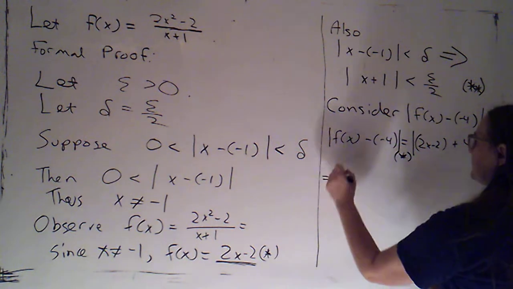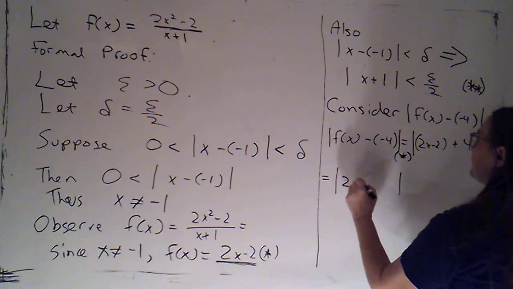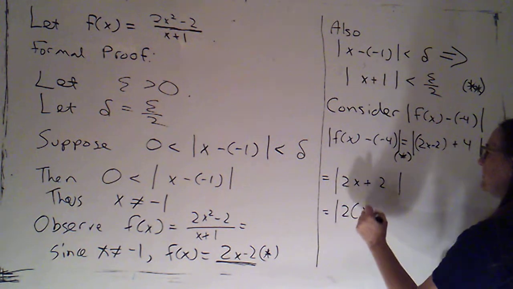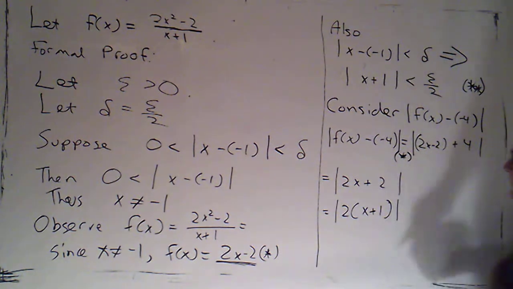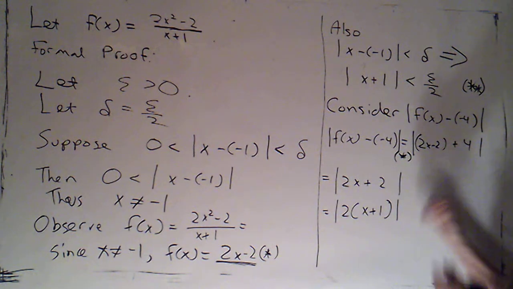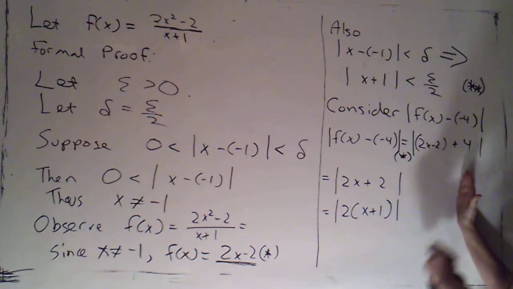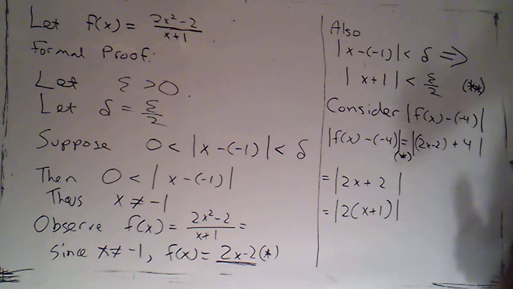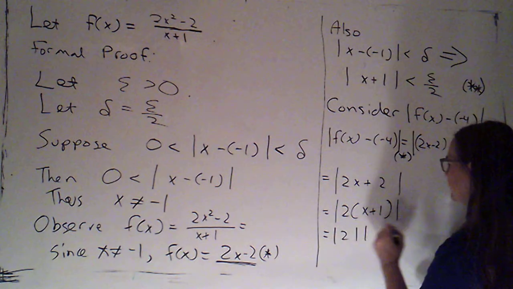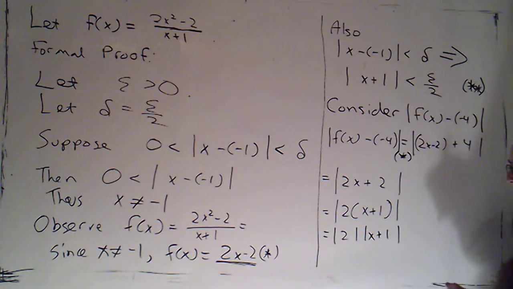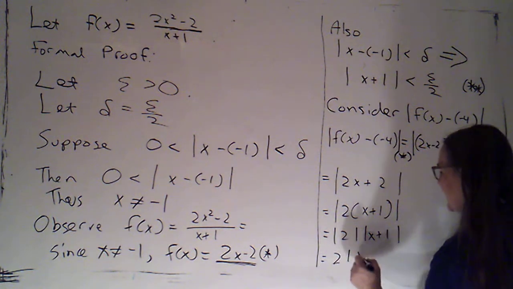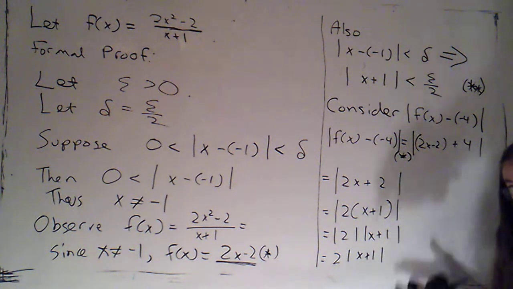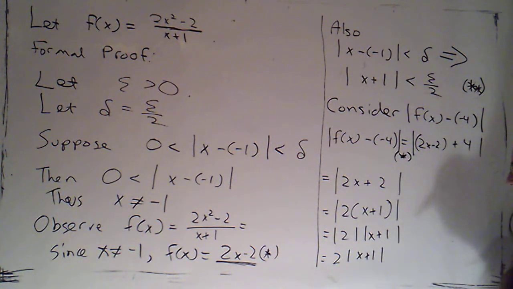But now I can do some arithmetic. That's going to be the absolute value of 2x plus 2. That's going to be 2 times the absolute value of x plus 1. Notice this feels very familiar, but the difference is I'm not saying anything about it that I can't justify. I'm not saying already that it's less than epsilon. I'm just doing some algebra to simplify it. So that's the absolute value of 2 times the absolute value of x plus 1. That's 2 times the absolute value of x plus 1. So I'm taking really small steps here so that it's clear why each thing is true.